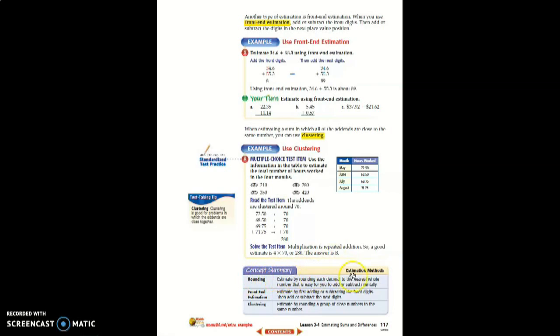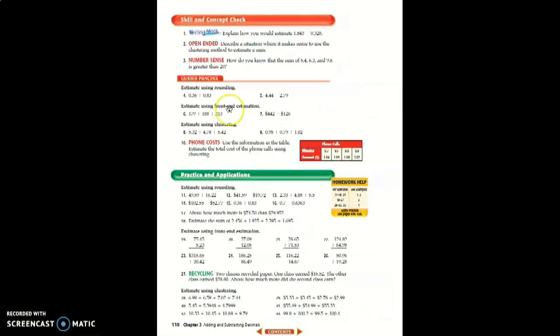Concept Summary: Estimation Methods. Rounding: estimate by rounding decimals to the nearest whole number that is easy for you to add or subtract mentally. Front-end estimation: estimate by first adding or subtracting the front digits, then add or subtract the next digits. Clustering: estimate by rounding a group of close numbers to the same number.